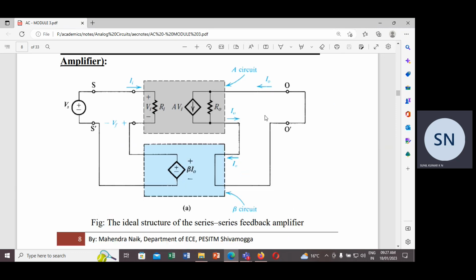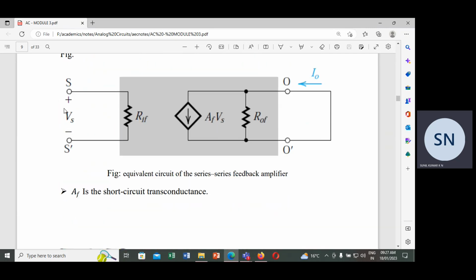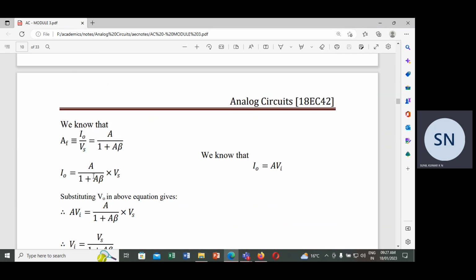Whereas the output side is series. So the input being series, what happens? What is the input resistance with feedback? Input resistance with feedback will be equal to Ri multiplied by 1 plus A beta. That means the input resistance is going to increase by a factor of 1 plus A beta. The same thing you can see for RIF for the series configuration.